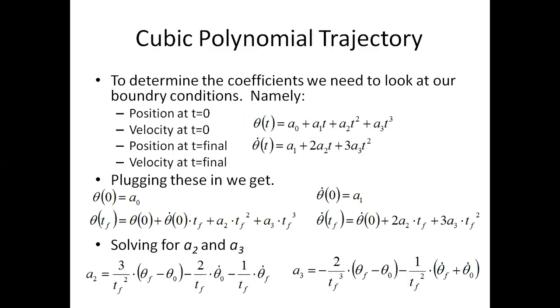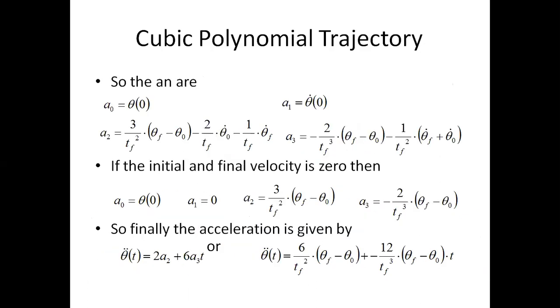When taking the cubic polynomial trajectory, we have to go for the boundary conditions, that is, position at t equal to 0 and position at t equal to final. Similarly, velocity at t equal to 0 and velocity at t equal to final. When differentiating the expression, we get a1 plus 2 a2 t plus 3 a3 t square. Solving all these, we get the values of a3 and a2, with expressions like 3 by tf squared of (theta f minus theta naught) and minus 2 by tf cubed of (theta f minus theta naught). Thus we can find the values of a2 and a3.